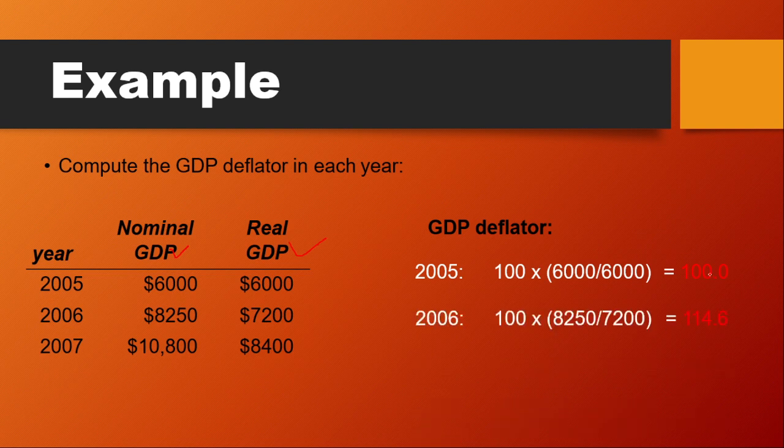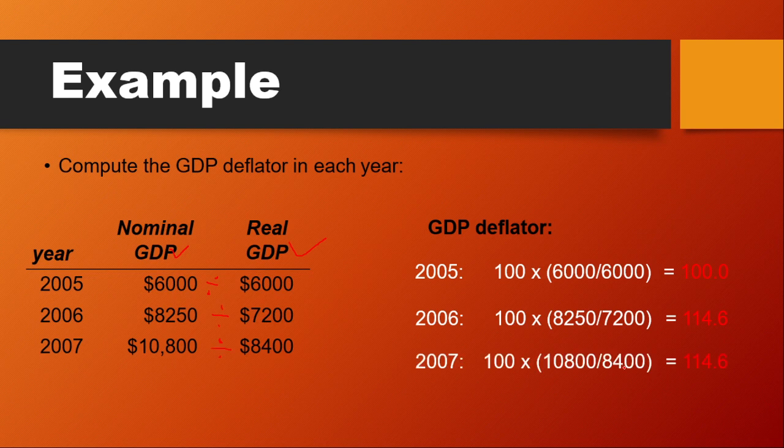Then we move on to the next. For 2006, we have 8,200 divided by 7,200. So you put a division sign in between: nominal GDP divided by real GDP. Then you multiply by 100 and you get your answer. You do the same for 2007.